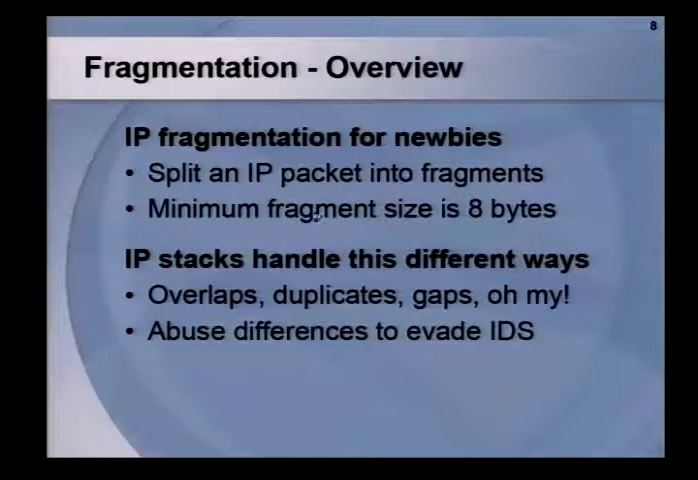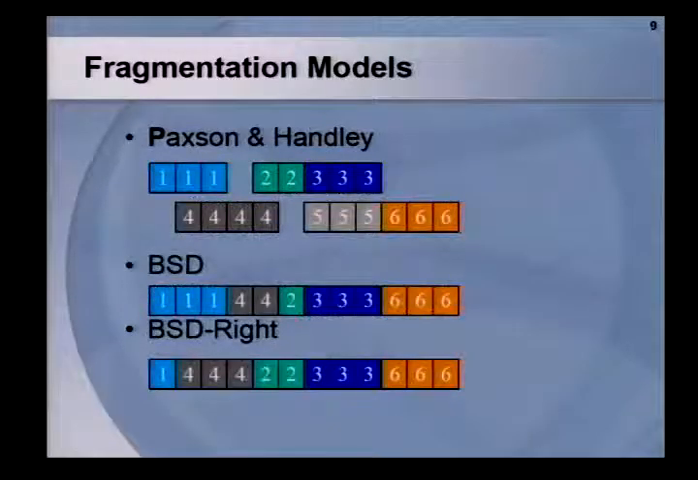So not very long ago, Paxson and Handley released a paper discussing a number of the different IP fragmentation models, the popular ones they came out with. They released this very simple model of how operating systems handle that. They send out 6 different packets. As you see them on the screen, they come in the order of 1, 2, 3, 4, 5, and 6.